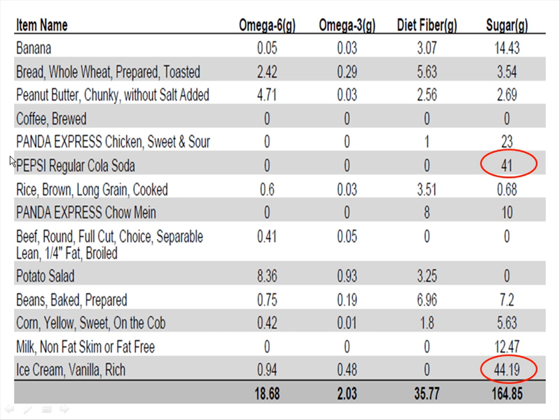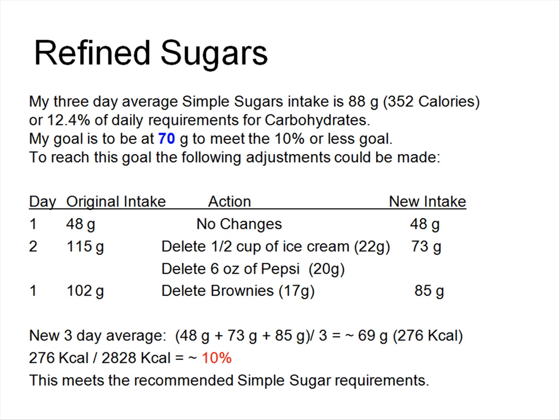I don't have to completely get rid of my Pepsi. I don't have to completely get rid of my vanilla ice cream. I just need to reduce them down to something that would be reasonable. So what I did was I said, okay, I'm going to delete a half a cup of my ice cream. That was half of my ice cream. And instead of 12 ounces of Pepsi, I'm just going to have 6 ounces of Pepsi.